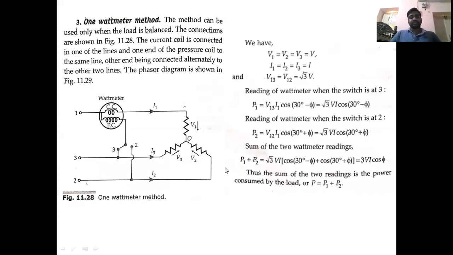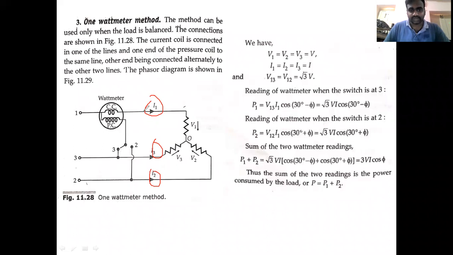Here we have shown a three-phase star connected load. The voltage across the first conductor is V1, the second conductor V2, and the third conductor V3. With respect to the same parameters, the current flowing through the first conductor is I1, through the third conductor is I3, and through the second conductor is I2.